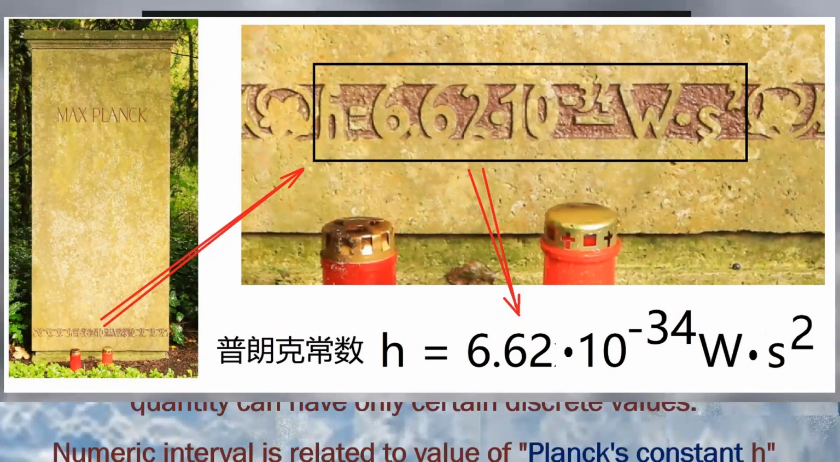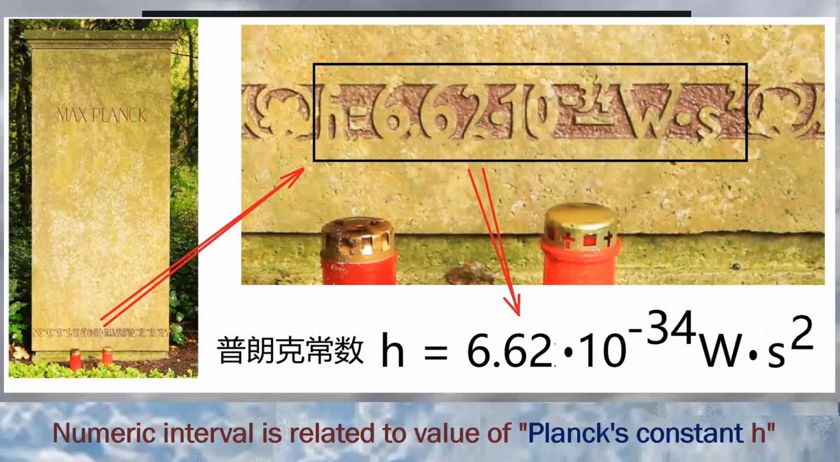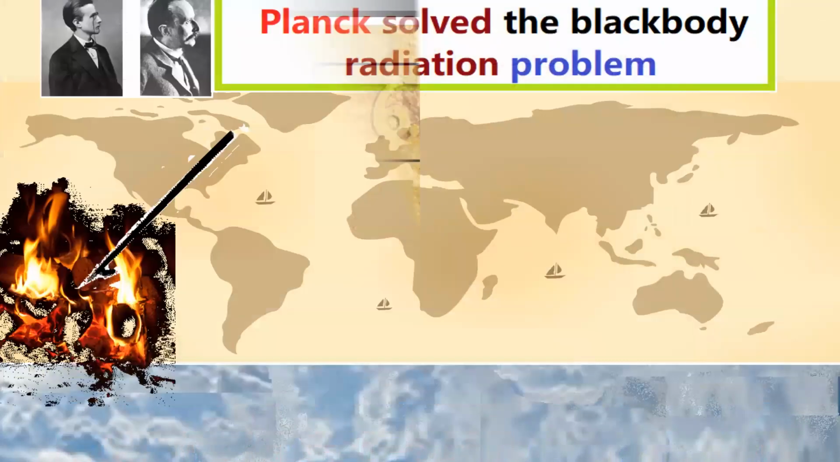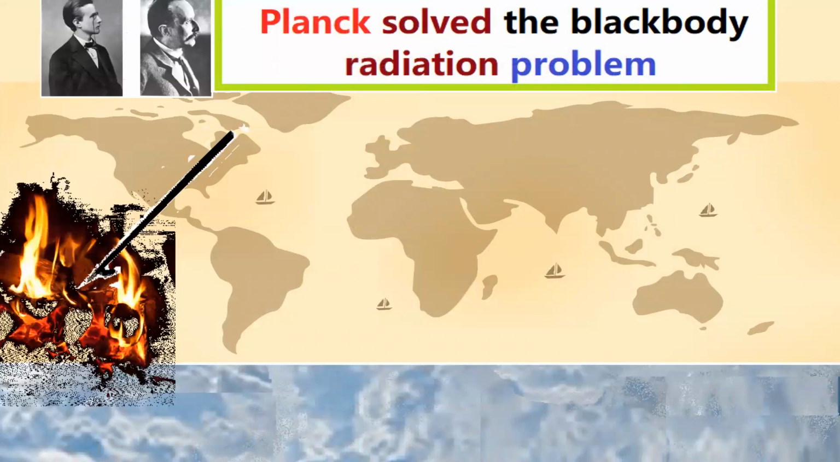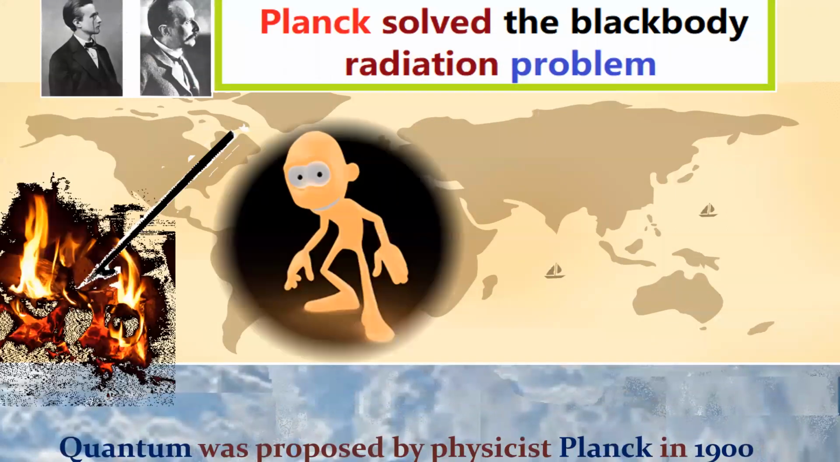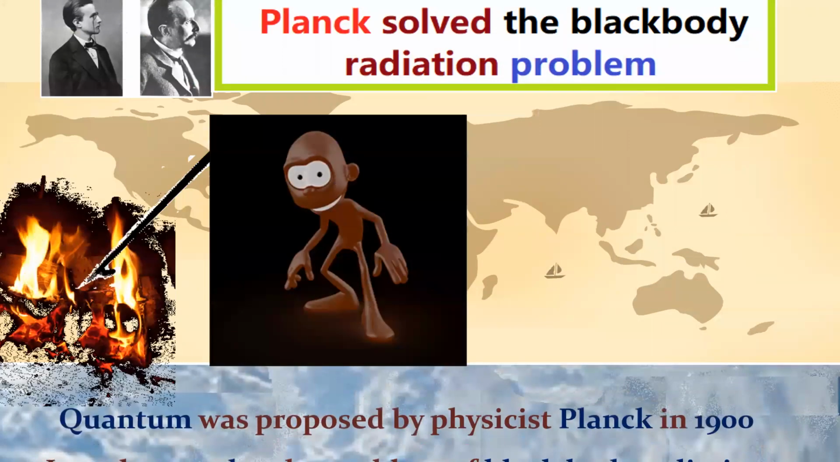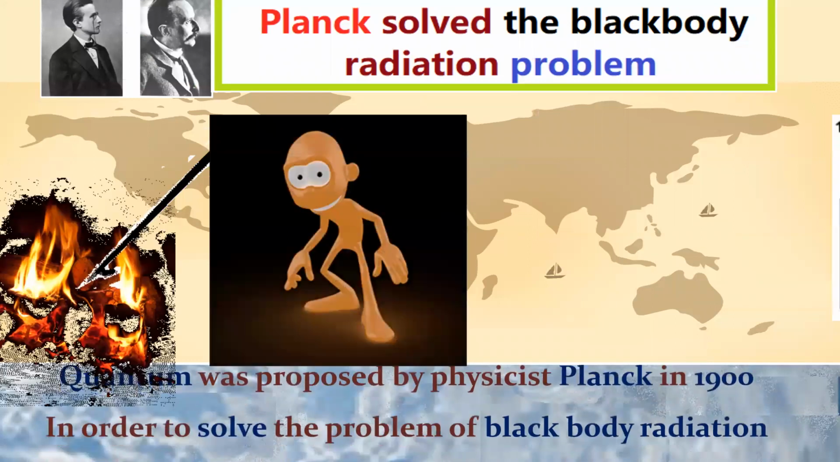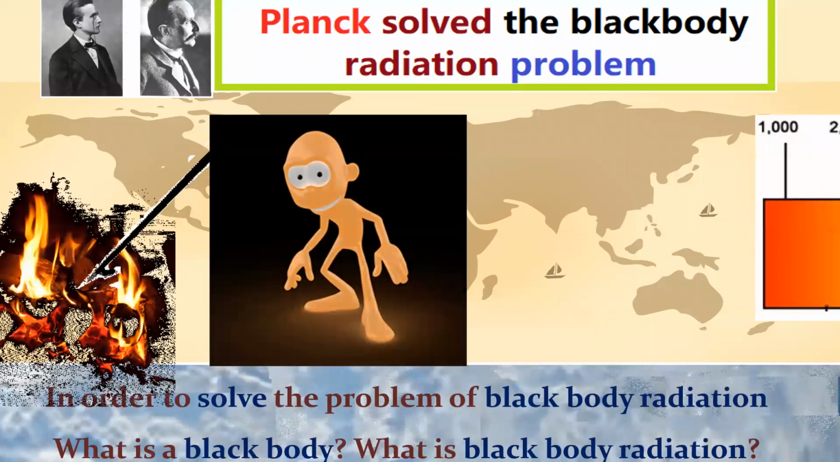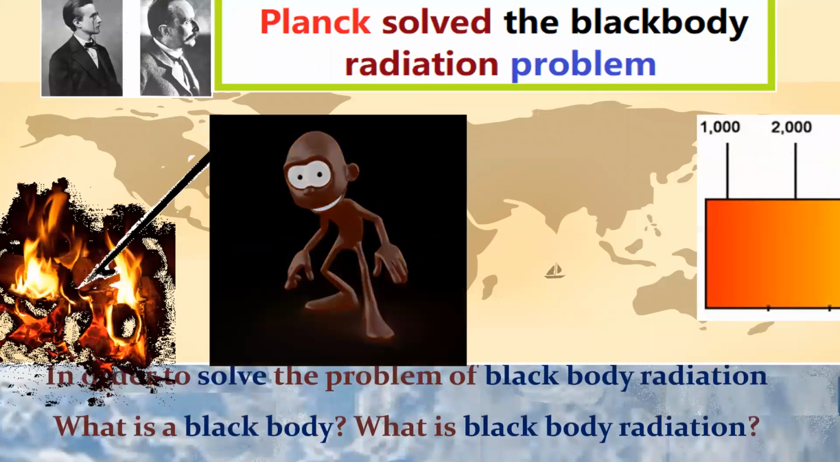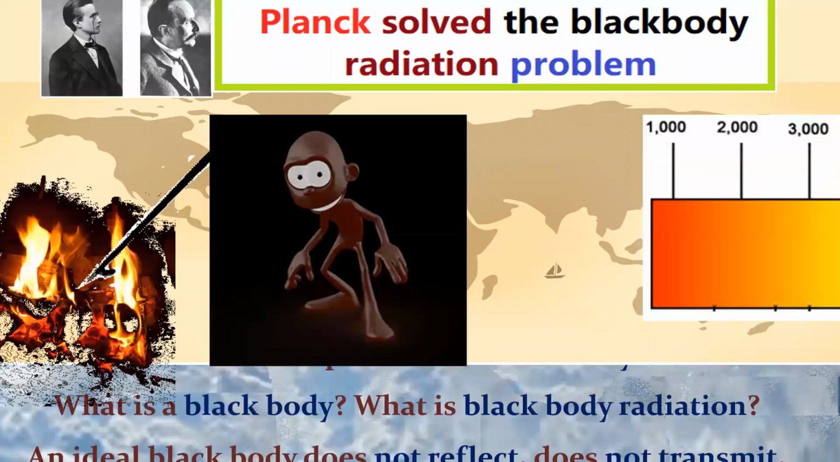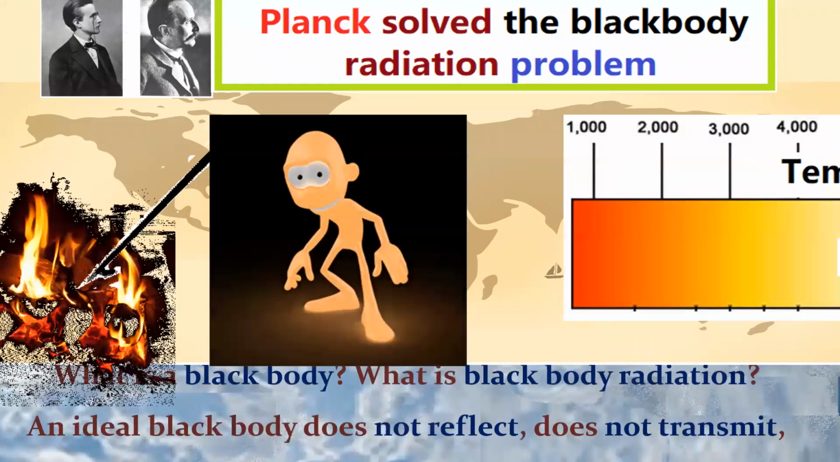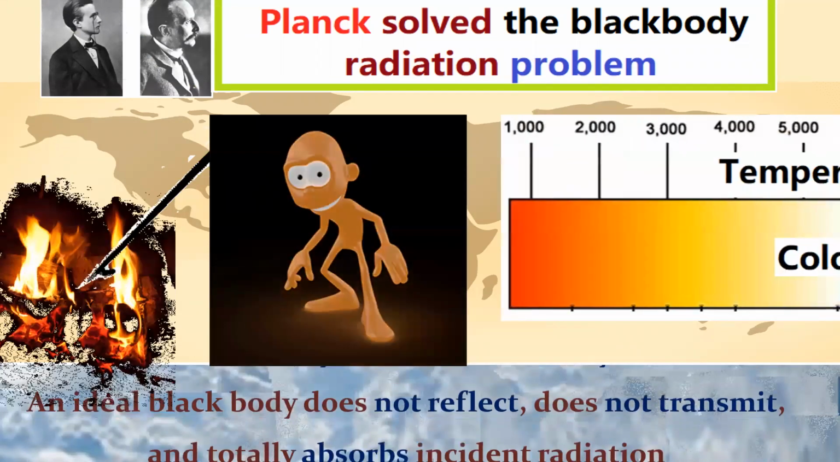Quantum was proposed by German physicist Max Planck in 1900, in order to solve the problem of black body radiation. What is a black body? What is black body radiation? An ideal black body does not reflect, does not transmit, and totally absorbs incident radiation. A black body also emits radiation, so it is not black.